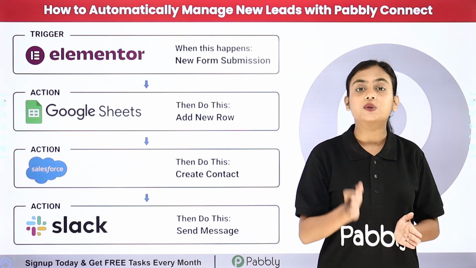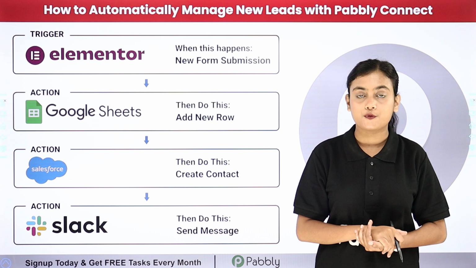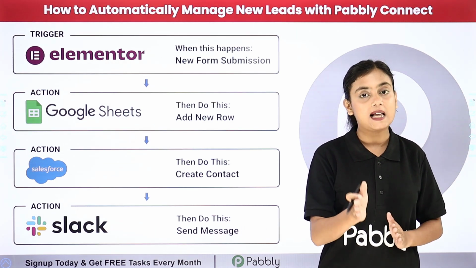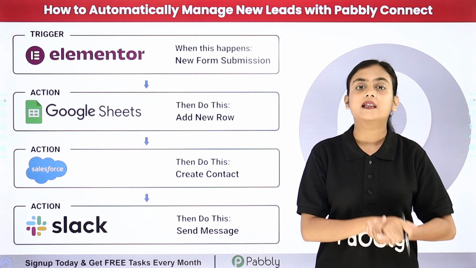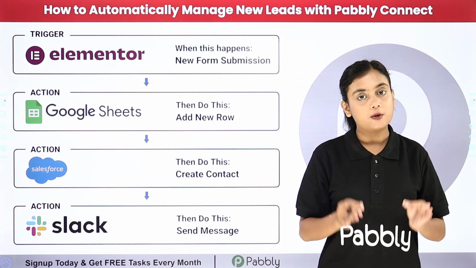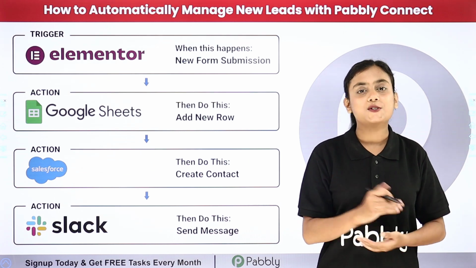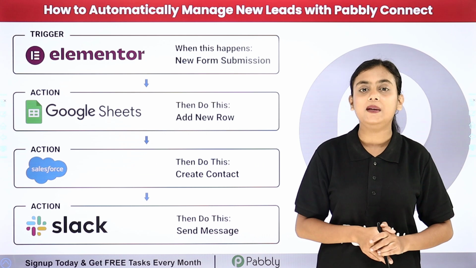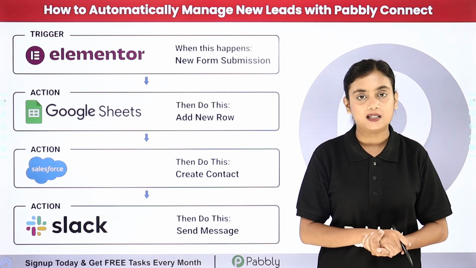With that, I also want to create a contact of that lead in my Salesforce account, and I also want to alert my sales team on the Slack channel that I've created, notifying them that a lead is generated. And if I do all this manually, it is going to take me a lot of time. So what I did was I simply created an automation using Pabbly Connect, which is an amazing automation and integration software.